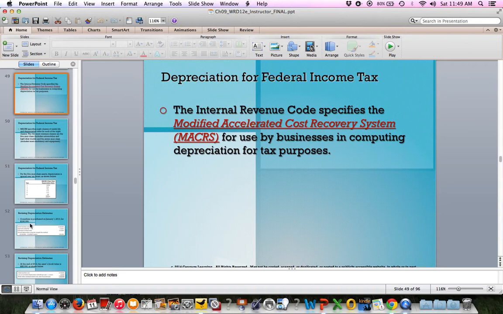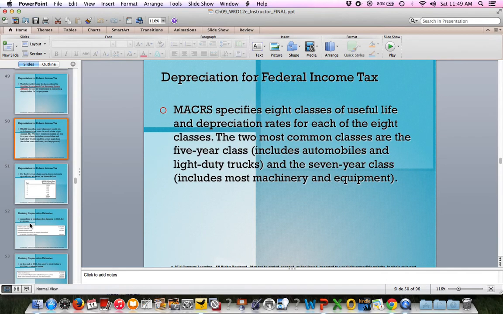Depreciation for federal income tax is a little bit different. We call it the MACRS system, which stands for Modified Accelerated Cost Recovery System. The reason for that is, of course, the tax code is geared towards getting people and businesses to do certain things. Quite often the tax code says you can accelerate depreciation because that will stimulate the economy by having businesses buy expensive things, like machinery and equipment, knowing they can depreciate a lot of that right away and get an immediate tax benefit by having a whole bunch of depreciation expense.